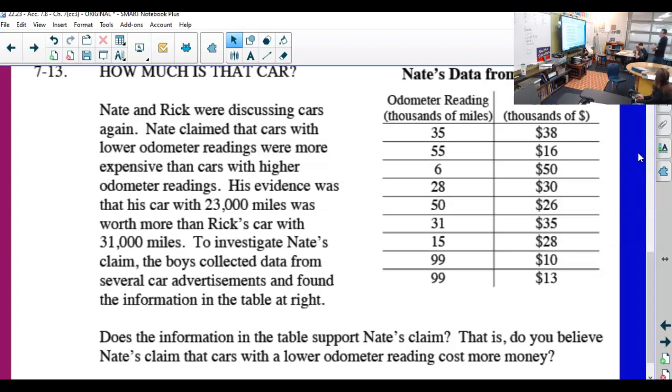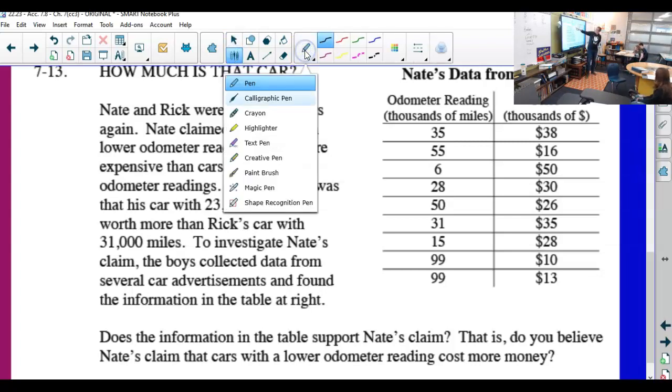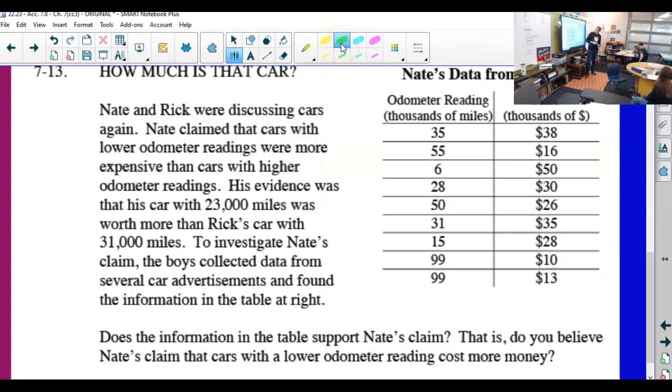First off, does anyone feel strongly about what Nate's claim was? Well, first off, what is Nate's claim? Owen? Odometer. I know it's weird. So cars with lower. Anyone know what the odometer reading tells you? Not speed. I didn't mean that. Horsepower? No. Closer than what anyone has said so far. Miles that your car has traveled. So another way to think about the age of a vehicle is how many miles it has on it.